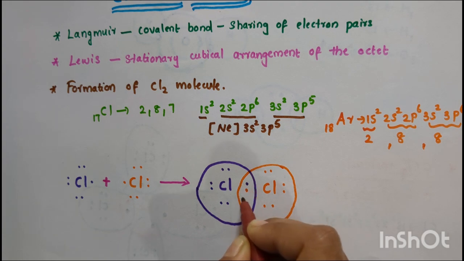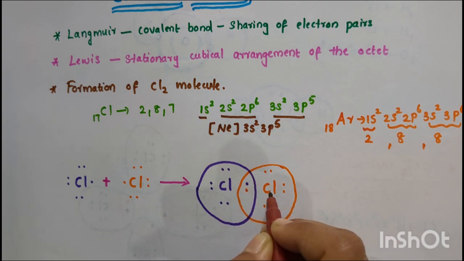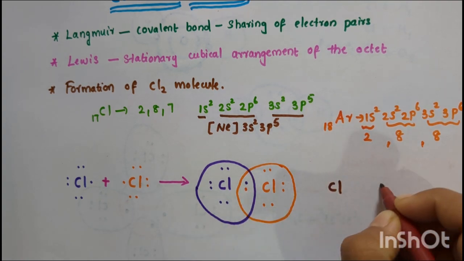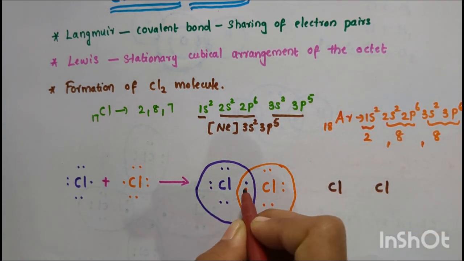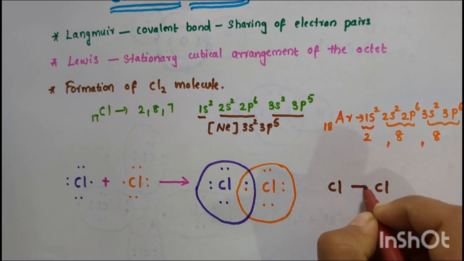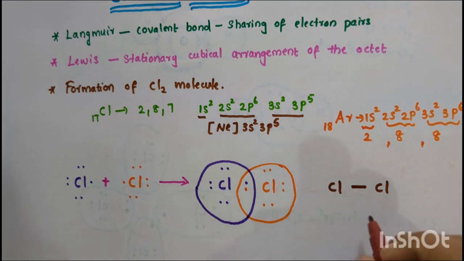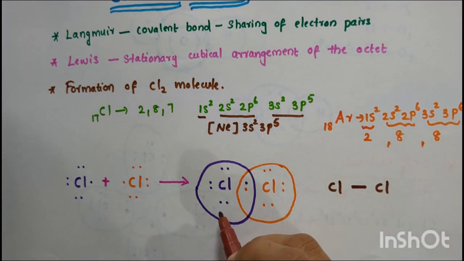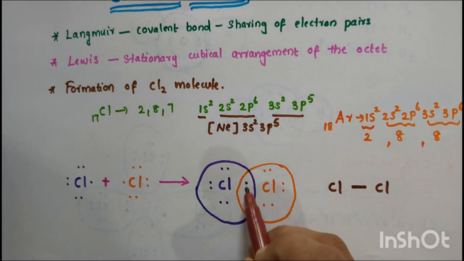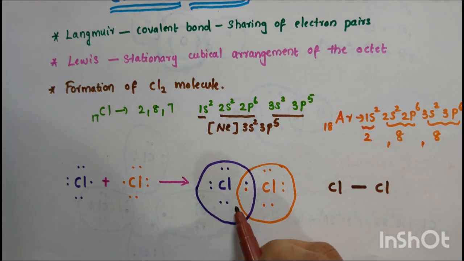This is represented with a single straight line between the two chlorine atoms. We have one chlorine atom here and another chlorine atom here. These two chlorine atoms share 2 electrons, that is one pair of electrons, shown as a single straight line between them. This figure shows the covalent bond between two chlorine atoms. A covalent bond is a chemical bond formed between two atoms that share one or more pairs of electrons to achieve a stable electronic configuration.